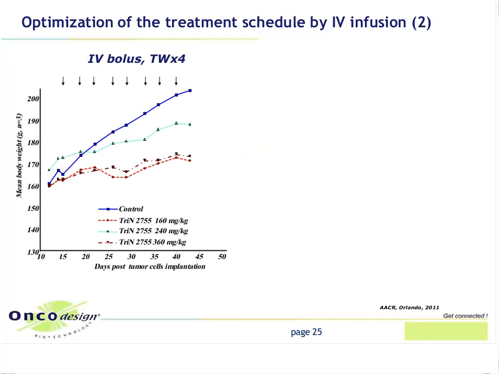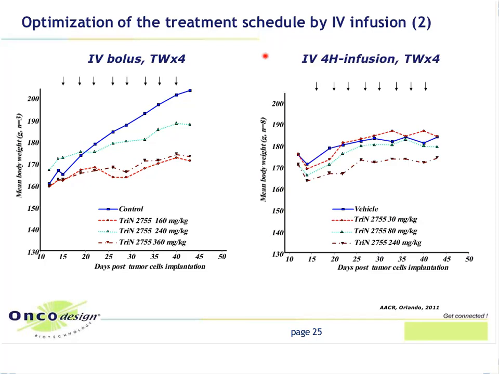So first, by IV bolus twice a week during 4 consecutive weeks, we observed a significant increase of body weight of rats when they were treated with the drug between 160 to 360. And similarly, after treatment by IV infusion during 4 hours, we observed a significant increase of the body weight of rats when the drug was dosed between 30 to 240 mg/kg. So we observed an acceptable safety profile of the drug on body weight.